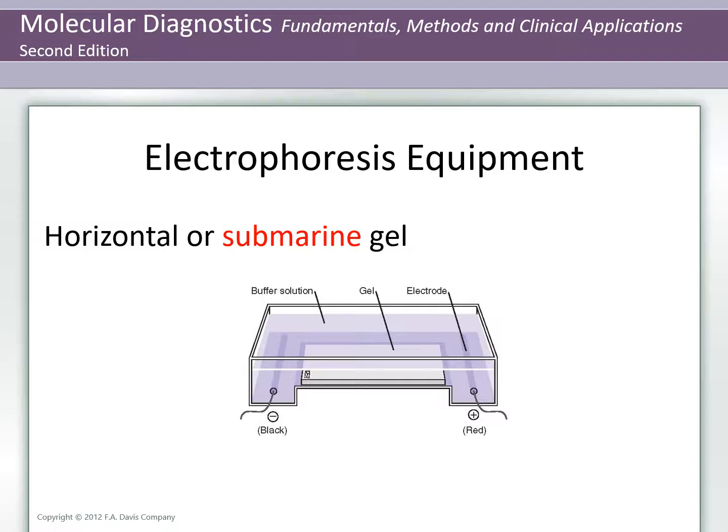Horizontal gels are run in acrylic containers called gel boxes or baths that are divided into two parts with a platform in the middle on which the gel rests. Because the gel is submerged throughout the loading and electrophoresis process, horizontal gels are sometimes referred to as submarine gels. A red connector is attached to the positive outlet on the power supply and a black to the negative port on the two separate compartments of the electrophoresis equipment.